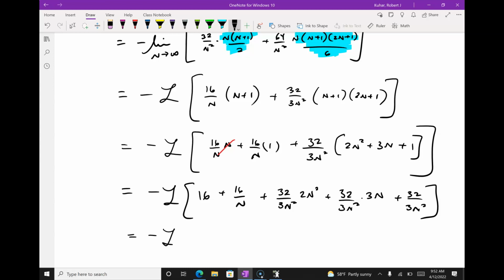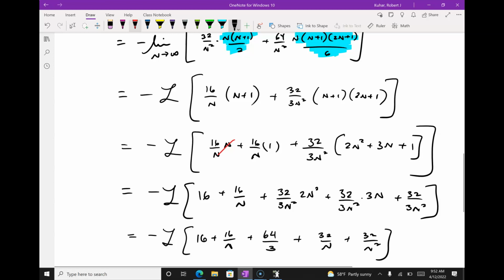So I've got the opposite of the limit of 16 plus 16 over n plus 64 over 3 plus 32 over n plus 32 over n squared. I'm just simplifying things, right? Is that good enough? The n squareds cancel here, the 3's cancel here, the n's cancel, nothing cancels. Where did I forget a 3? Oh, yes, thank you.